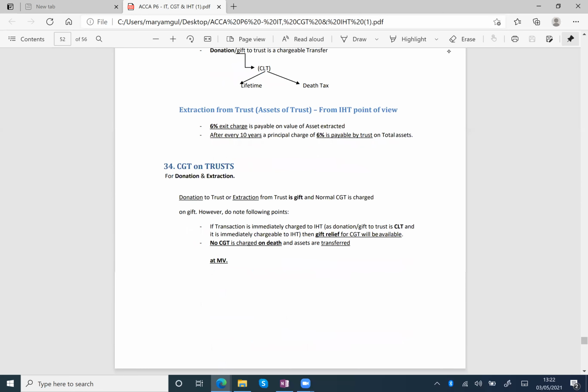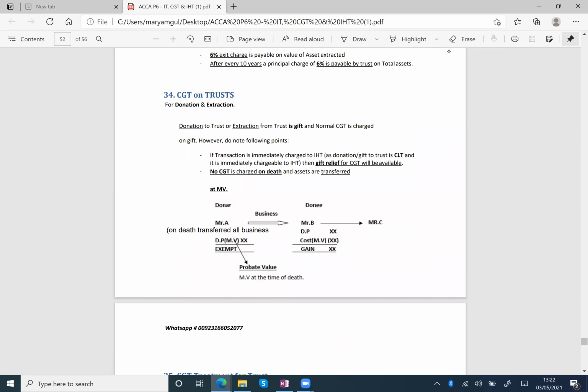Now the next is how to pay the CGT on trust. Here you can see whenever you donate to trust or extract from trust, that is, give to trust or extract the asset from trust, in both cases it is called a gift. And on a gift you have to pay normal CGT, DP minus cost, gain. However, do note the following points.